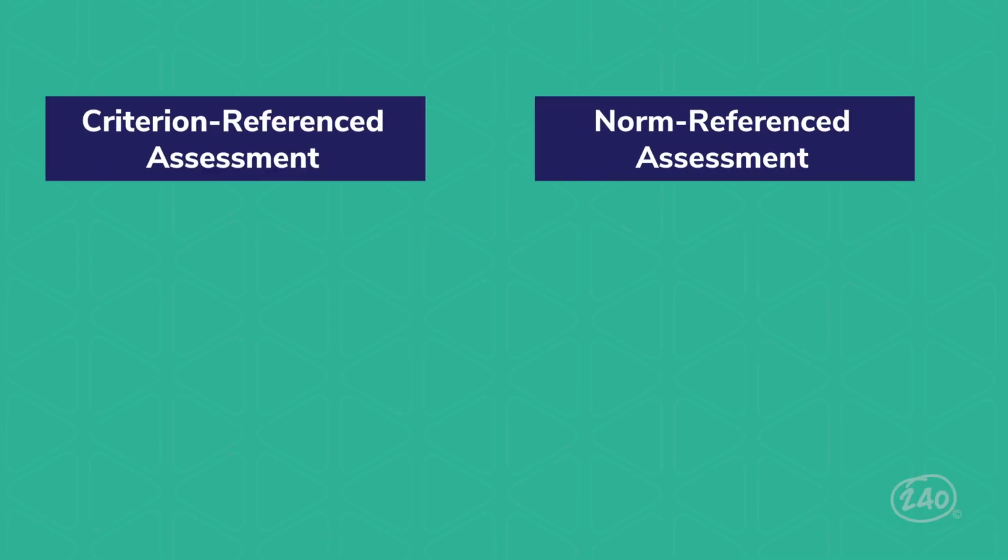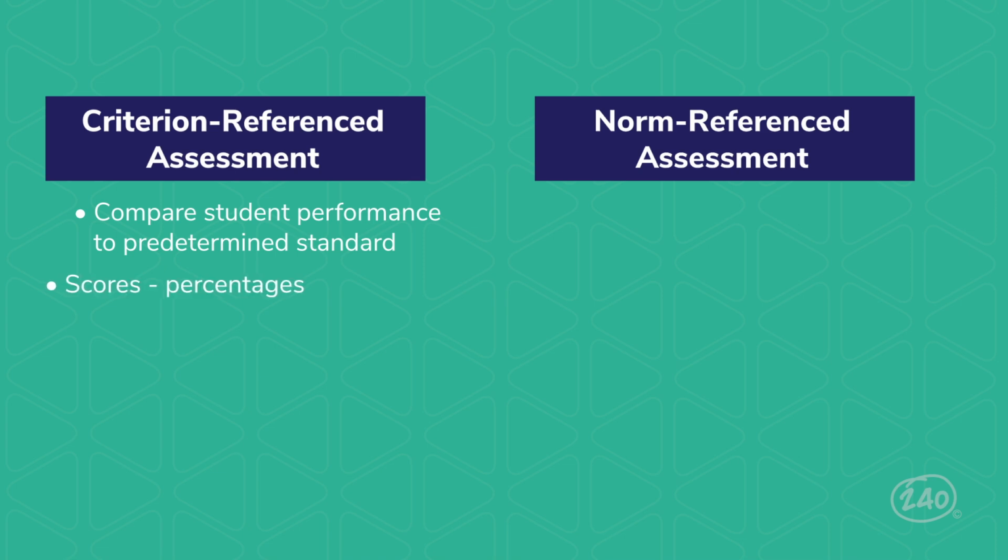Criterion referenced assessments compare student performance to a predetermined standard, which is a criteria. Scores on these types of tests come in the form of a percentage. Tests administered at the end of an instructional unit and state achievement tests are common examples.